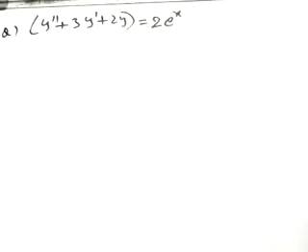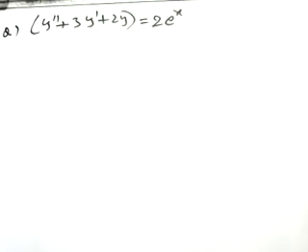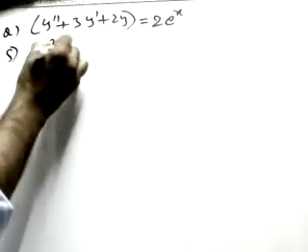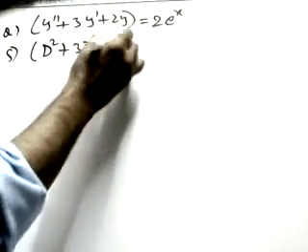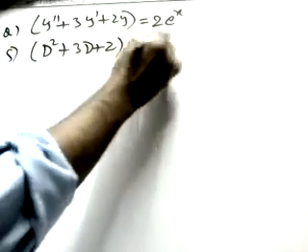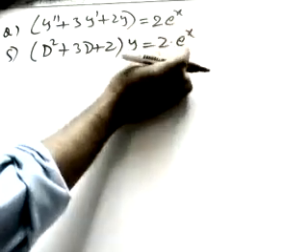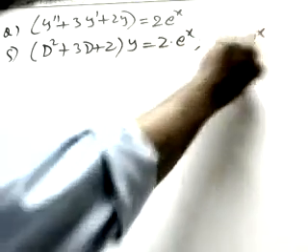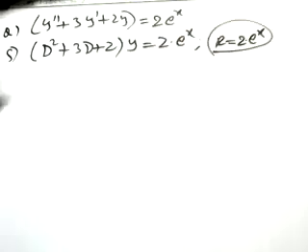Now let us continue with the next question. Let us do one more question. See, I wrote one more question on the board. Let me start now. Let me first change this to capital D. So how can we write this? Y double dash is d square, plus 3y dash is 3d, plus 2, we take y common here, so equals 2 into e power x. This is called r. So we are having r equals 2 into e power x.